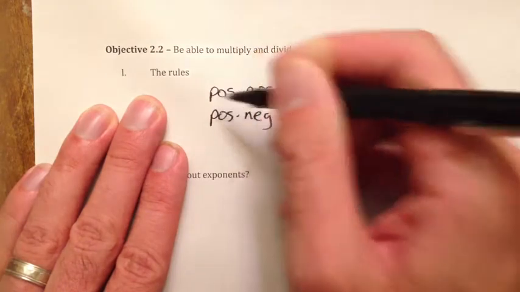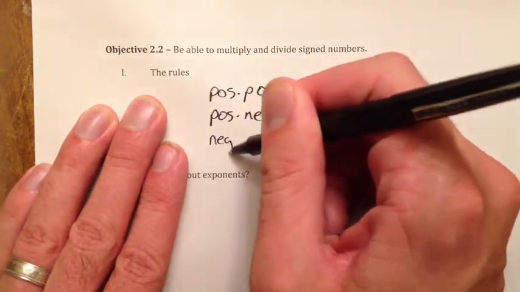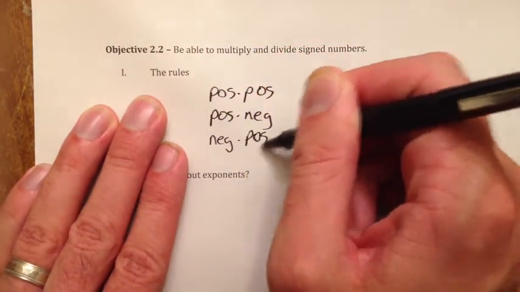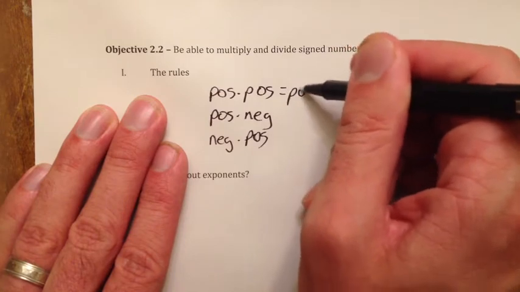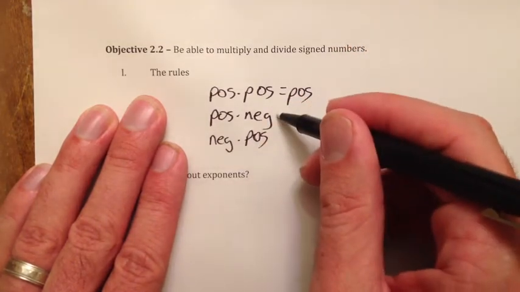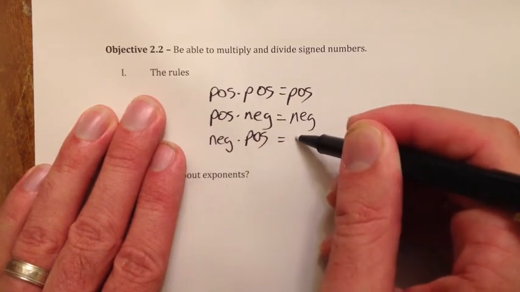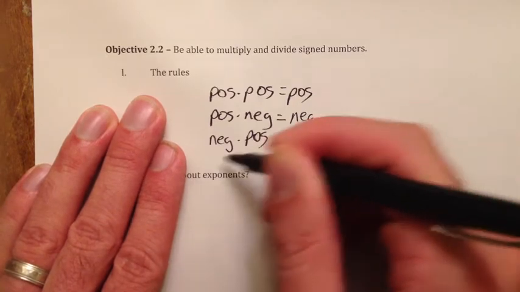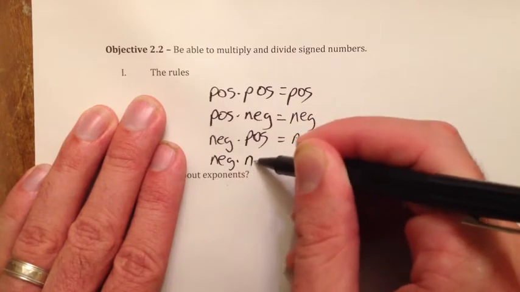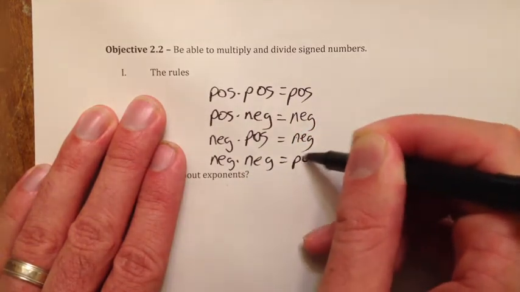All you really need to know is that when we multiply two numbers, a positive times a positive is a positive. A positive times a negative is a negative. Same thing for a negative times a positive. And two negatives multiply to be a positive.